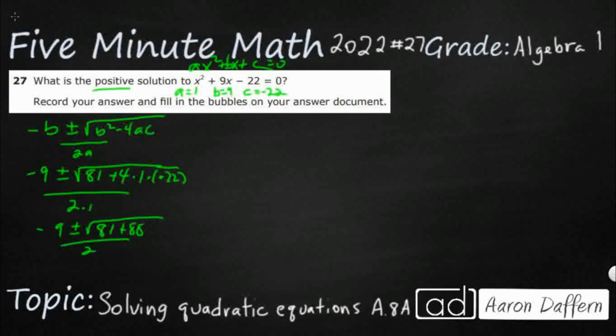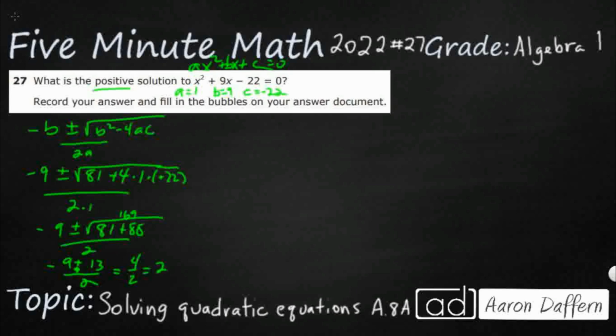So let's see, what is our 81 plus 88? It's going to be 169. And some of you might know what the square root of that is. If not, it's 13. So that's going to equal negative 9 plus or minus 13 over 2, because that's that 169 right there. We're looking for the positive solution, so let's get rid of that minus. Negative 9 plus 13, that's 13 minus 9, that's 4 over 2. So it looks like our answer is just 2, plain old 2.